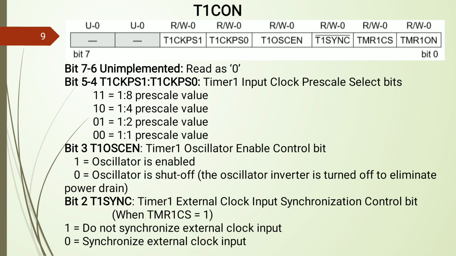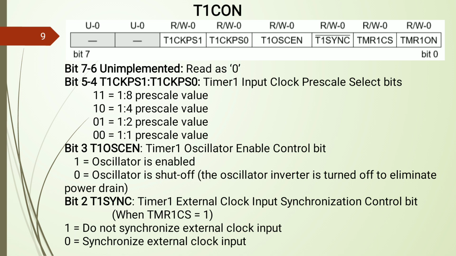After that, the next bit is T1OSCEN, that is the timer 1 oscillator enable bit. If it is 1, then in that case the oscillator is enabled. If it is 0, the oscillator is disabled. The next bit is T1SYNC, which is an active low signal. This is the timer 1 external clock input synchronization control bit.